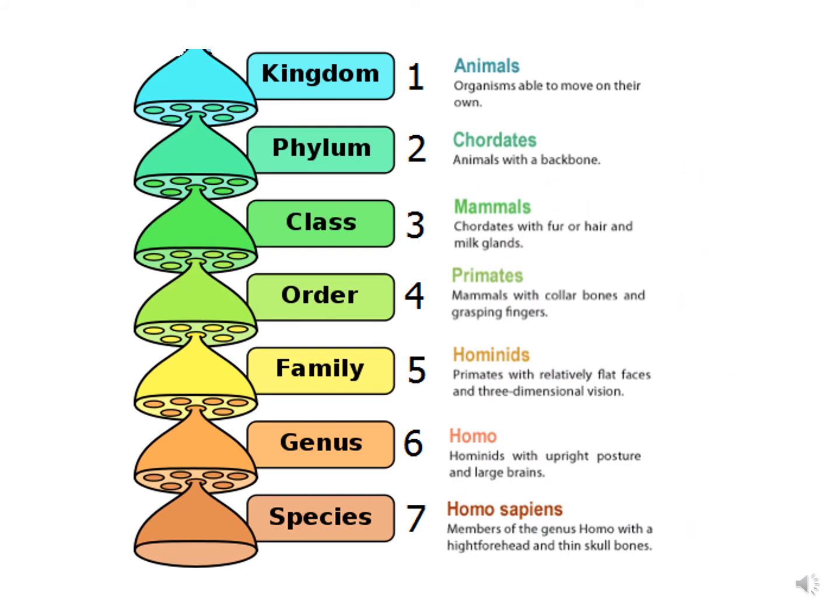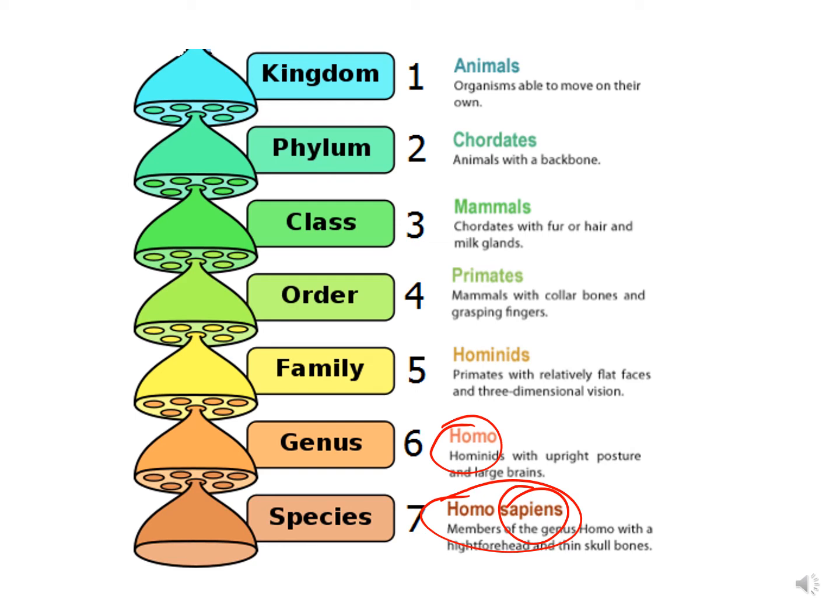So let's use us as an example. We are Homo sapiens. The word Homo comes from the genus Homo, and the word sapiens is the species name. So if you put Homo and sapiens together, we are describing our species, modern day man. Homo means man and sapiens means wise. So because we're modern day man, we use our brains a lot, hence the name.